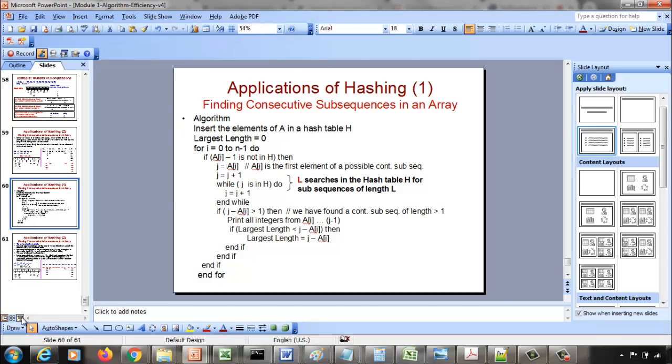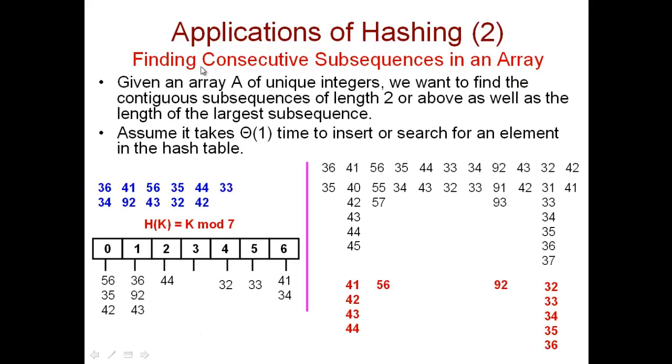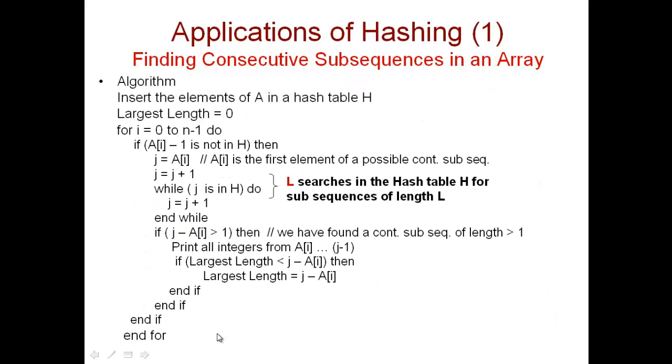Okay, so the pseudocode should be what I explained. Let us go through this. The first step is to insert the elements of the given array in a hash table, which you know how to do. So go through the array, find the hash values, which are the remainders, and index into those cells and build the hash table. Then initialize our largest length variable to be 0, because that's the variable we use to keep track of the length of the longest subsequence.